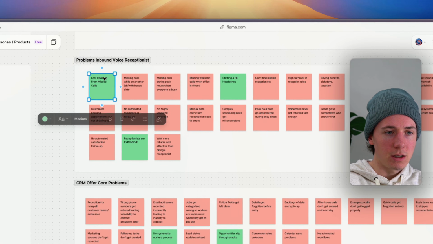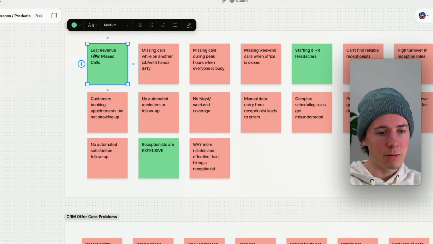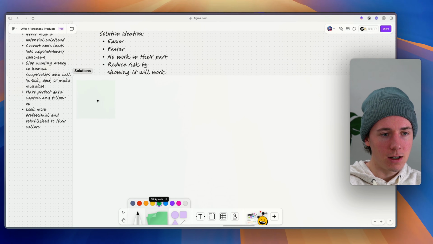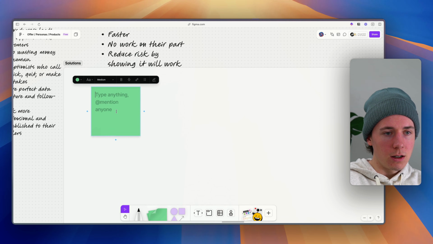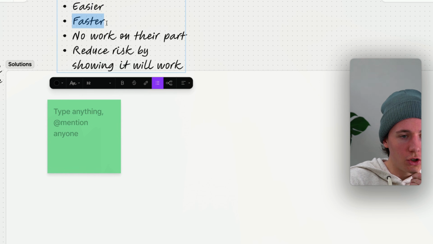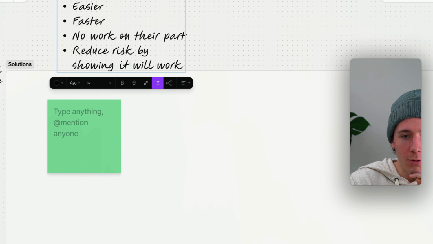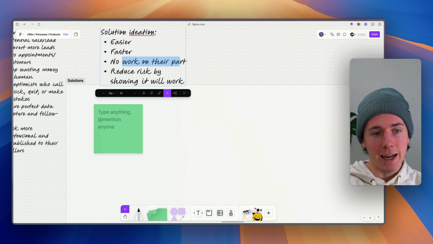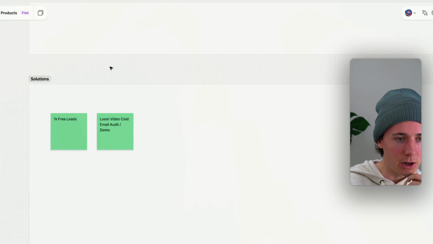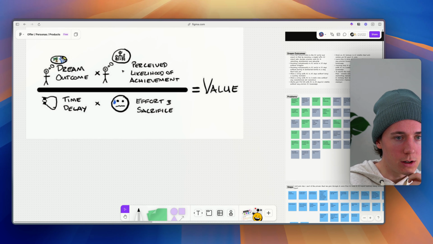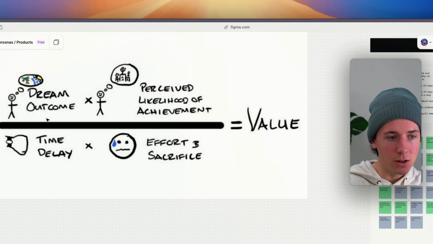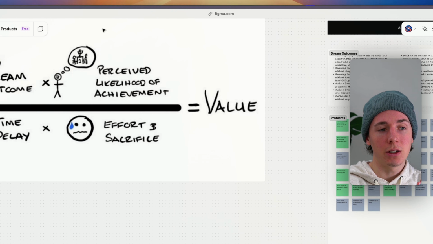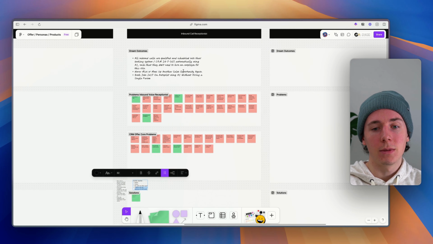All right, so taking these problem statements, let's start with lost revenue from missed calls. I think that was the first one down here too. Never miss a potential sale. So now we need to think, how can we make it so obvious that we're going to solve that problem? How can we show them that we'll immediately solve it, that they won't have to do any work, and that it's low risk? And that's this value equation. So no time delay. They won't have to do anything to solve it. And we have case studies to show that it's very likely that they will achieve that outcome. So let's go into this.